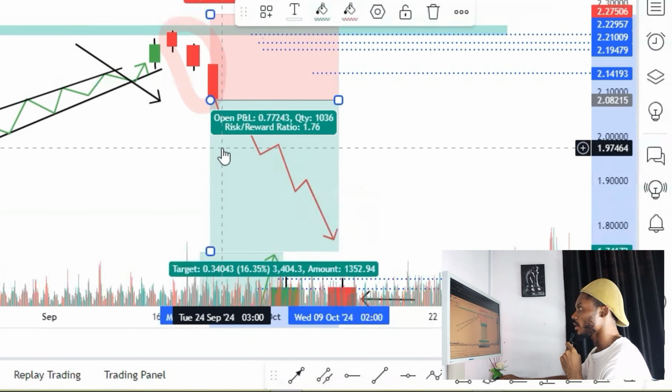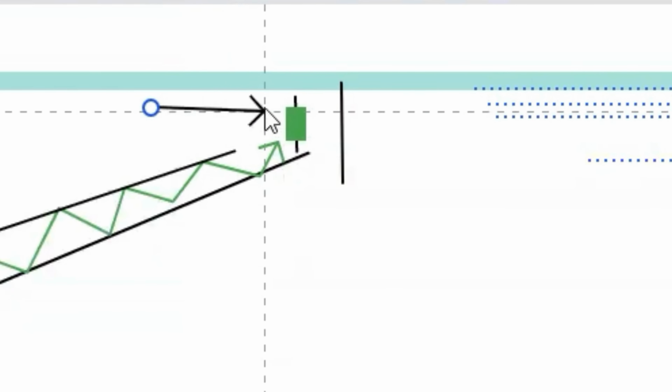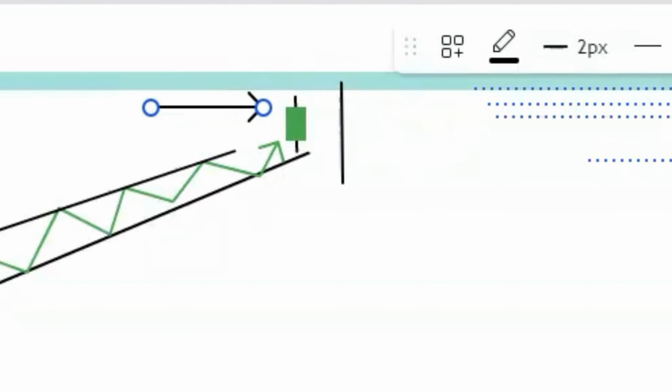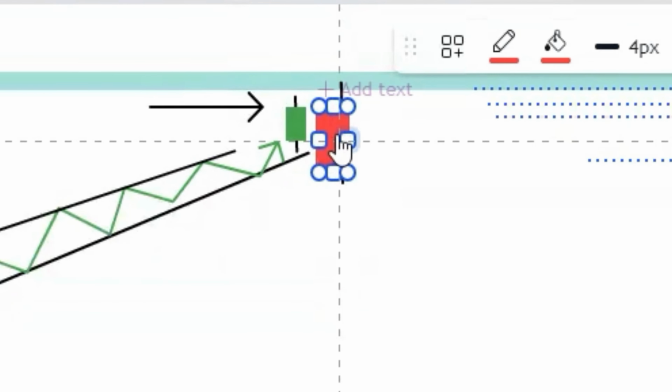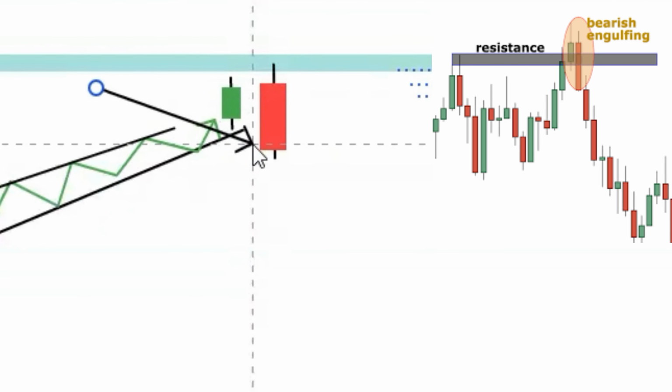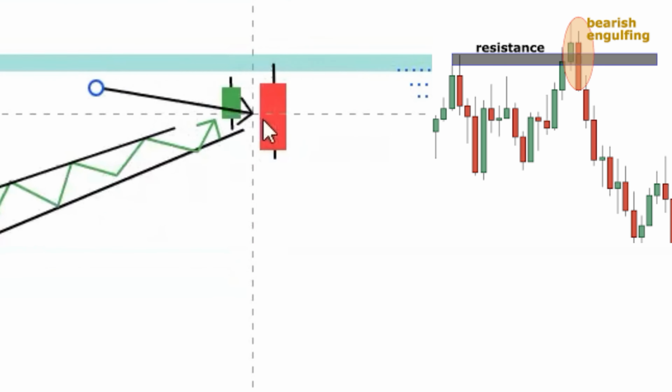The next candlestick we'll be working on will be bearish engulfing. For a bearish engulfing candle, you need a green candle, then a red candle engulfing the whole of the green candle in this manner. So this particular red candle here is closing below the green candle. That is showing the strength of the sellers on this particular zone here.